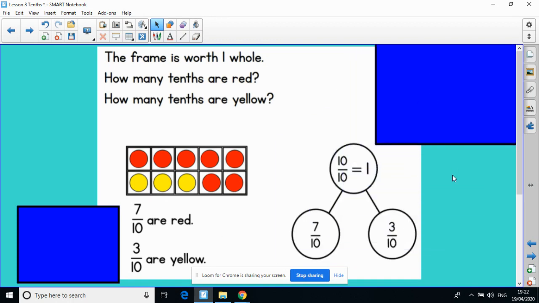Let's have a look at the part-whole model. Here we have 10/10 equaling 1 whole. 7 out of 10 were red, 7/10. 3 out of 10 were yellow, 3/10. 7/10 add 3/10 equals 10/10 equals 1 whole.